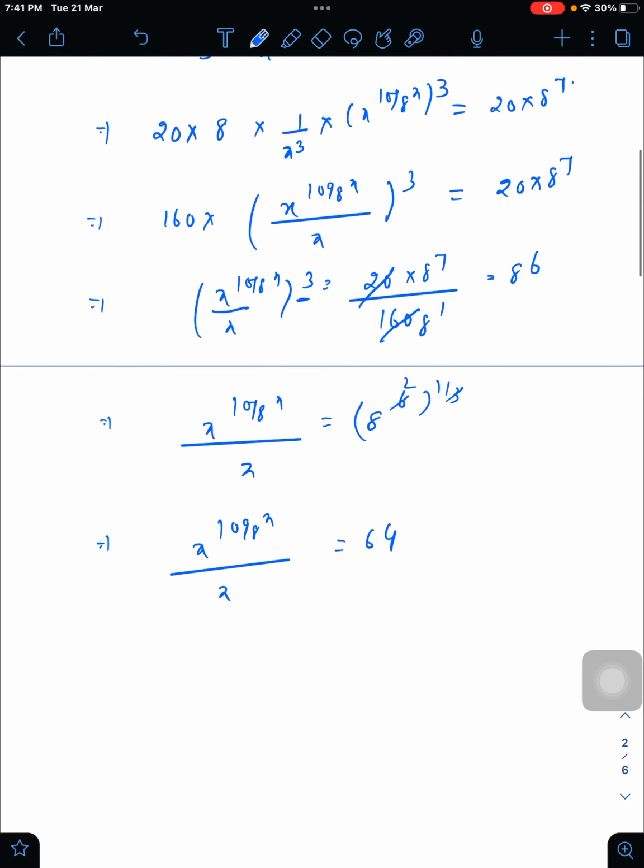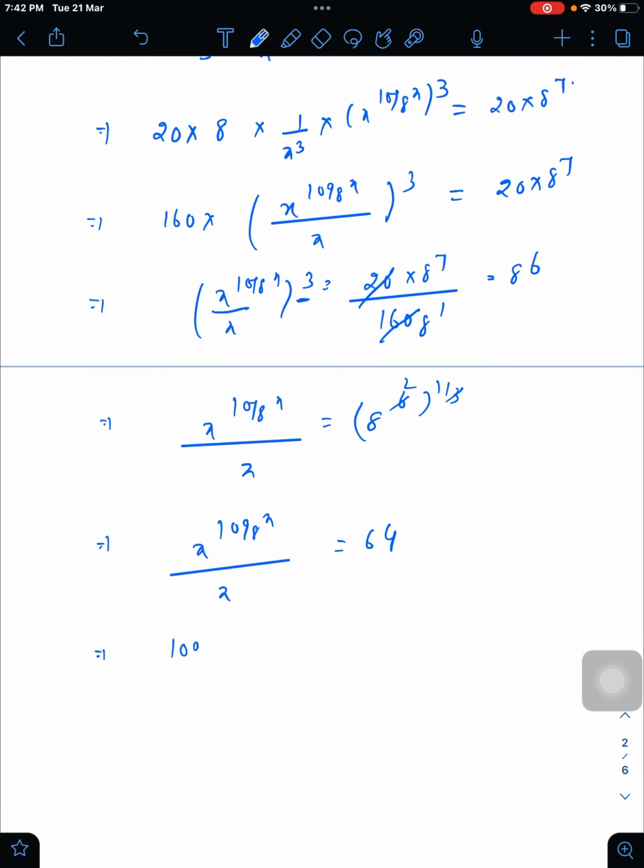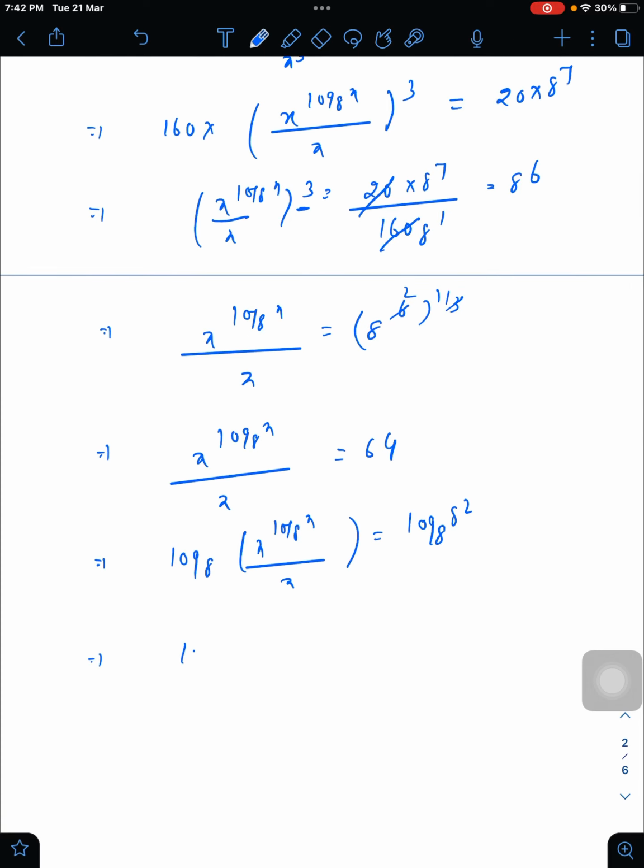Now what I am doing is taking log on both sides with base 8. So beta, what I will get? Log base 8 of x to the power (log 8x) equals log base 8 of 8 square. So I get (log 8x) square minus log 8x equals 2. Beta, which formula have I used? Log of a by b is equal to log a minus log b.